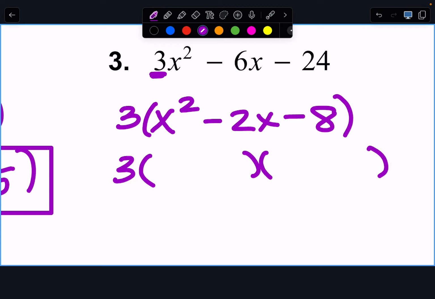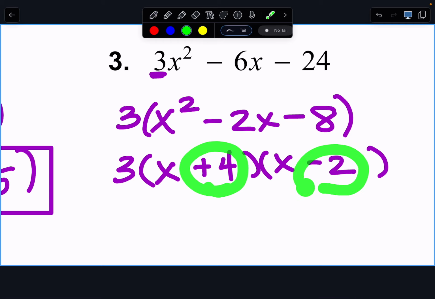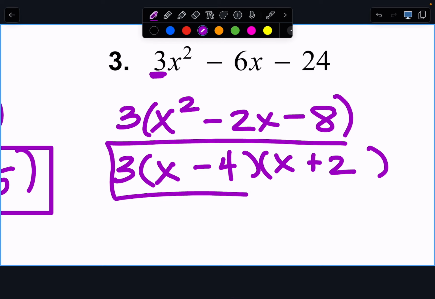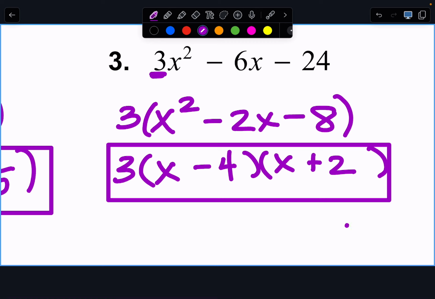Okay. Vivi, what multiplies to negative 8 and adds to negative 2? Positive 4 and negative 2. So positive 4 and negative 2 make a negative 2? Oh, wait. Negative 4 and positive 2. I like that better. Sometimes we just gotta double check ourselves.